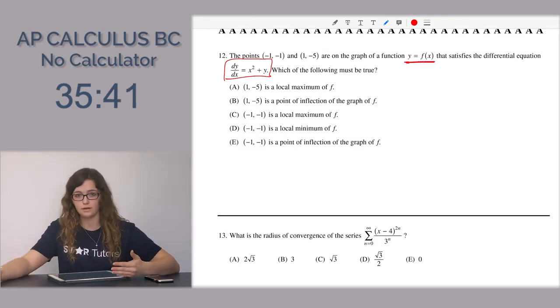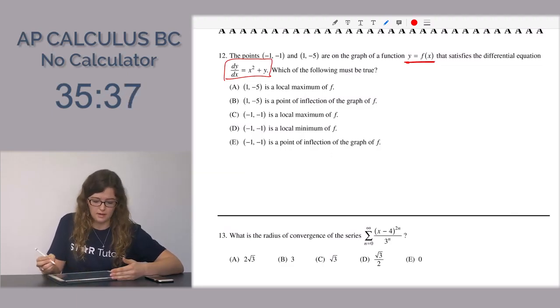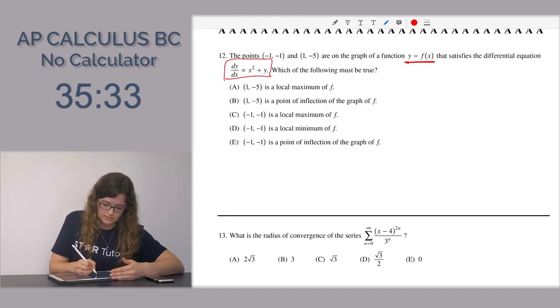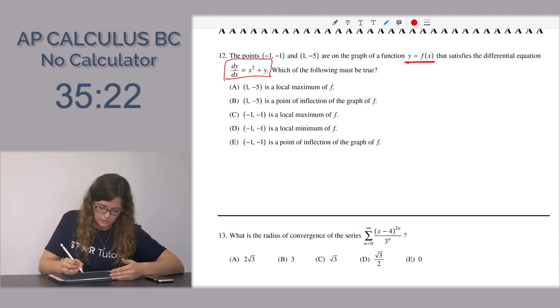So I know I have some function whose derivative is equal to x squared plus y. And all the answer choices are about local mins or maxes or points of inflection, which are things that you figure out by finding if the derivative or the second derivative are 0. So first I'm going to plug these points into the derivative.